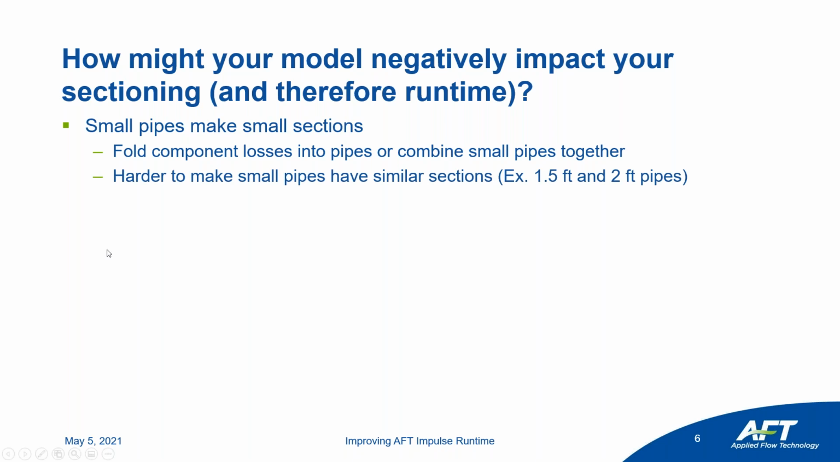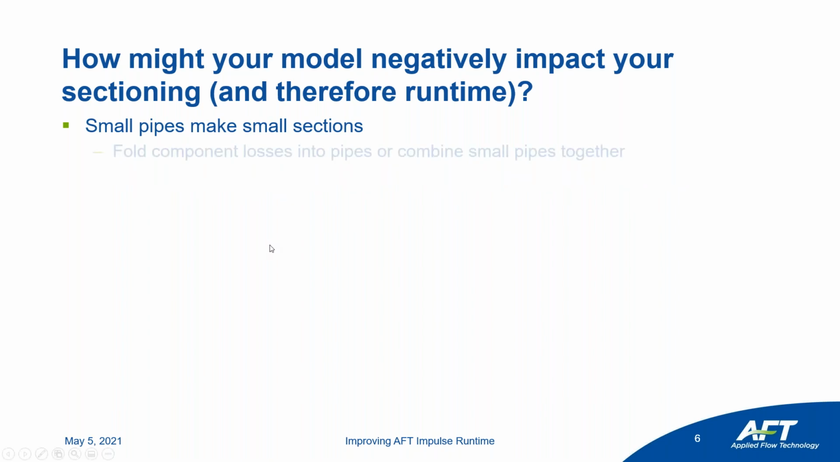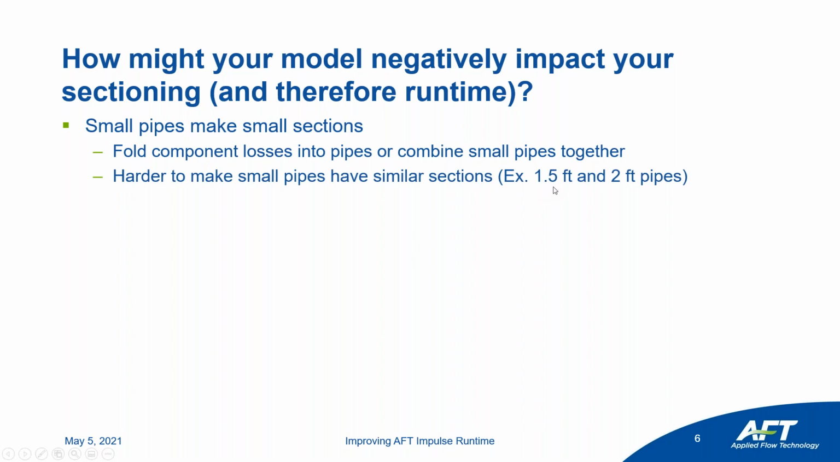A similar concern is that it's hard to make very small pipes have similar sections. So within an impulse model and within the method of characteristics, they're all going to have the same time step. That's fixed across all of the calculations, across all the pipes, independent of diameter, roughness, wave speed, a lot of those considerations. So if we took, for example, a very small pipe, such as a 1.5 foot pipe and a 2 foot pipe, you're going to introduce a lot of variance between those two.